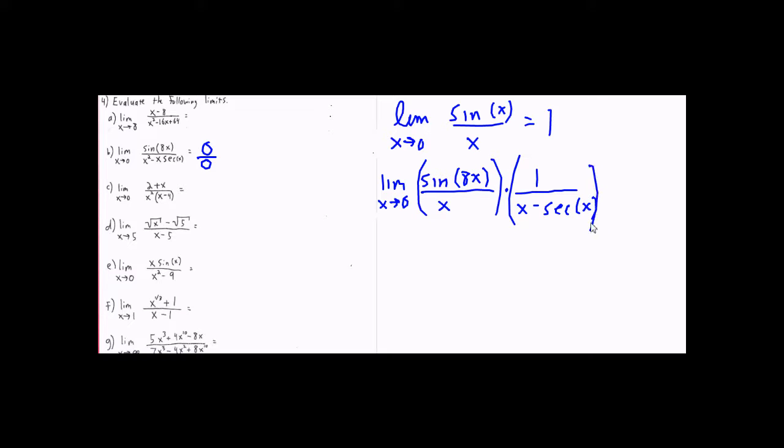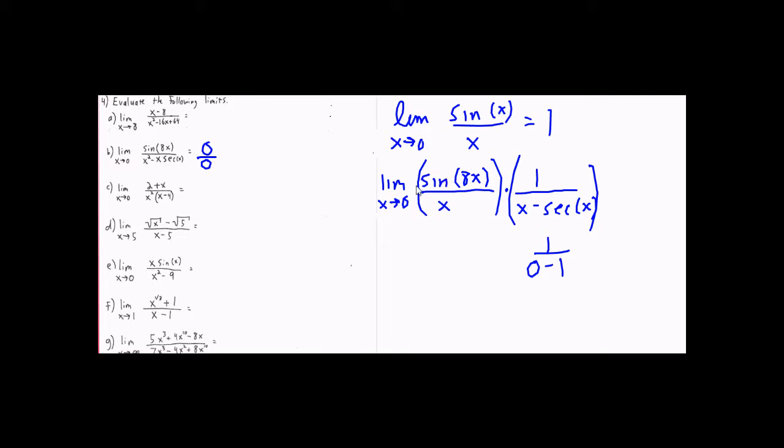Okay, so we've got the limit as x is going to 0 of really these two fractions being multiplied. Now when you plug 0 into this sine 8x over x, you're going to get 0 over 0 again. But when you plug 0 into this second fraction, you get 1 over 0 minus secant of 0. And secant of 0, we all remember, is 1. And this fraction is not going to equal 0. So the only problem is this fraction over here.